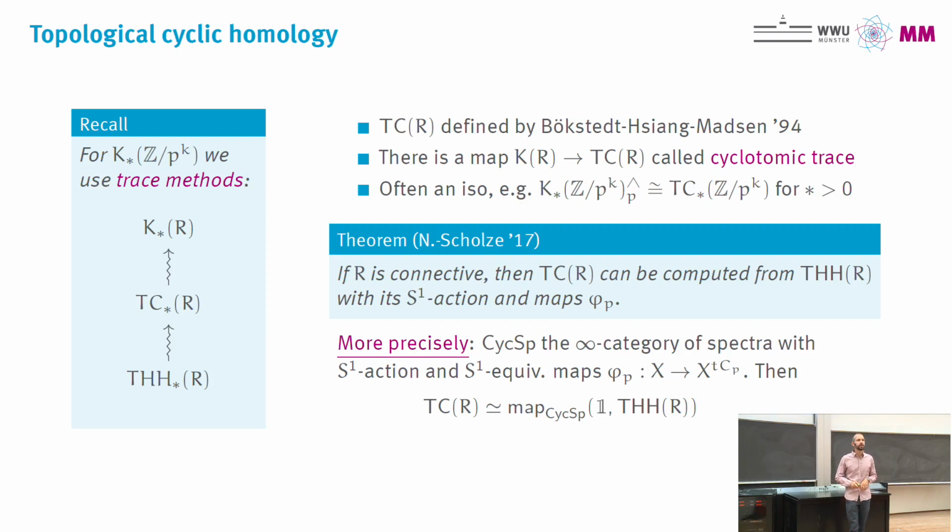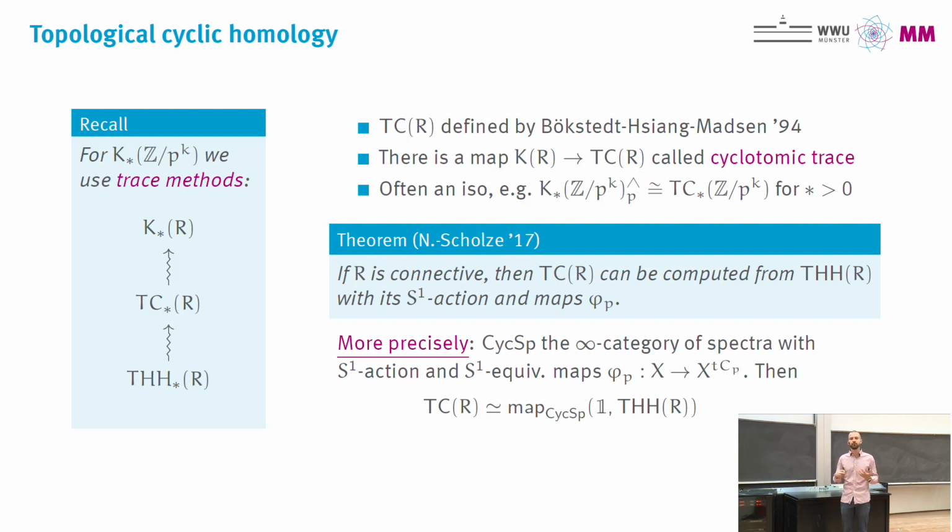Here's a precise statement. You define an infinity category of cyclotomic spectra, where you just look at spectra equipped with an S1 action and operators phi p. And nothing else, just the operators phi p, one at a prime. No interprime relations, nothing else. And for the experts in the room, the S1 action is as naive as it gets. Naive S1 action, not a genuine homotopy theory S1 action. And then you consider this category, and THH is an object in that category, and TC is just the mapping spectrum from the unit to that.